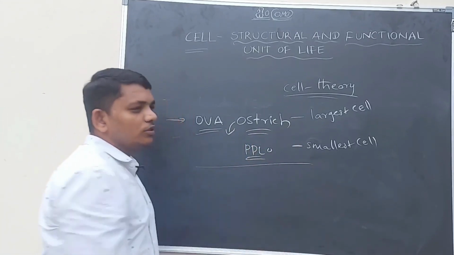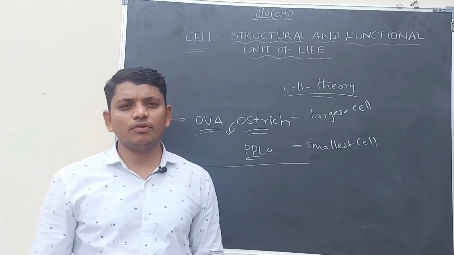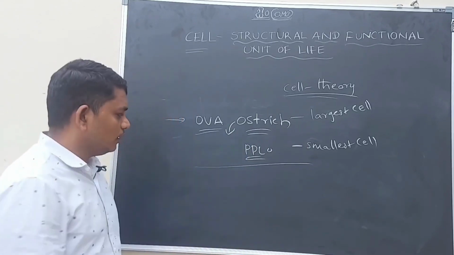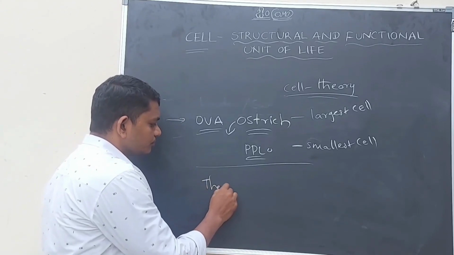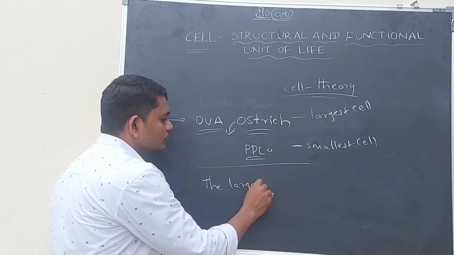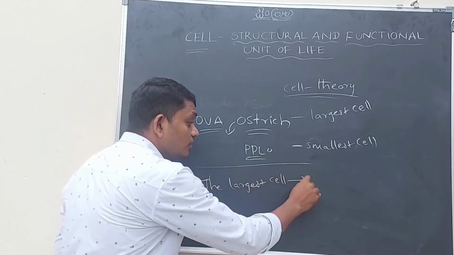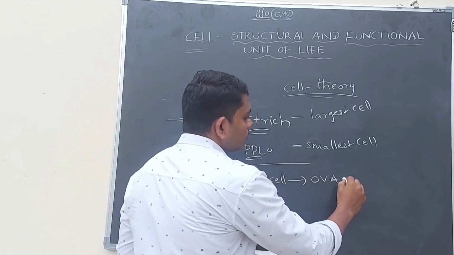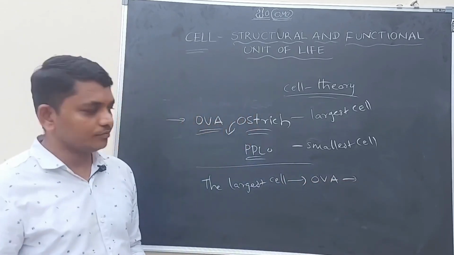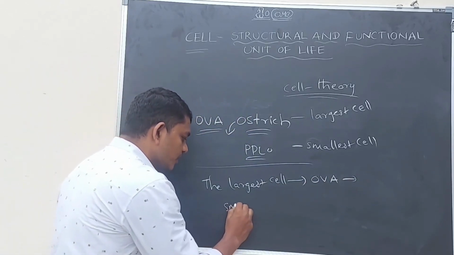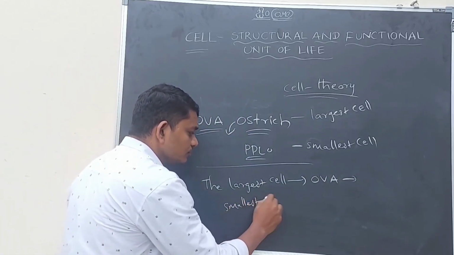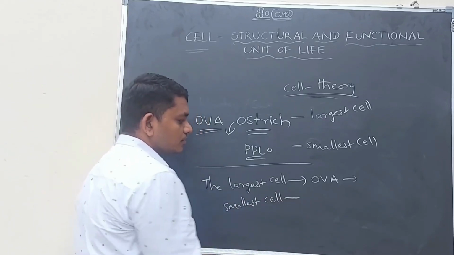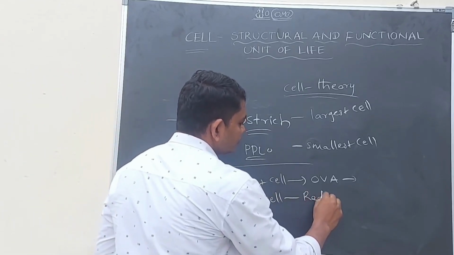While we are talking about human beings, the largest cell is the ovum. Ova belong only to females. And the smallest cell is the red blood cell.